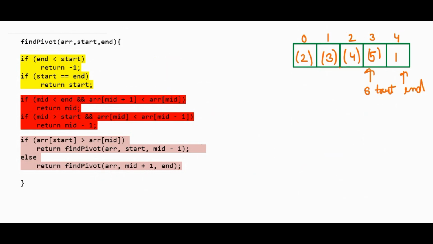So now the condition is this: our start is pointing to 3 and our end is pointing to 4. Okay, now we will check this condition. If start is greater than end, no, start is less than end, so we will go forward. If start is equal to end, no, it is not. Now we come to these conditions. So first let's find the mid. Mid will be start plus end by 2, which is 3 plus 4 by 2, which is 7 by 2, which is equal to 3.